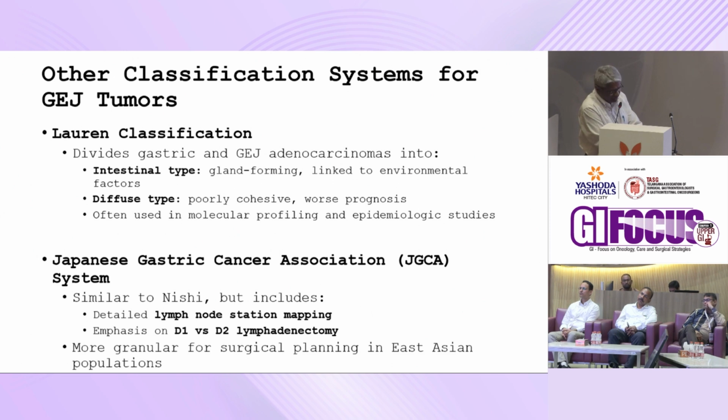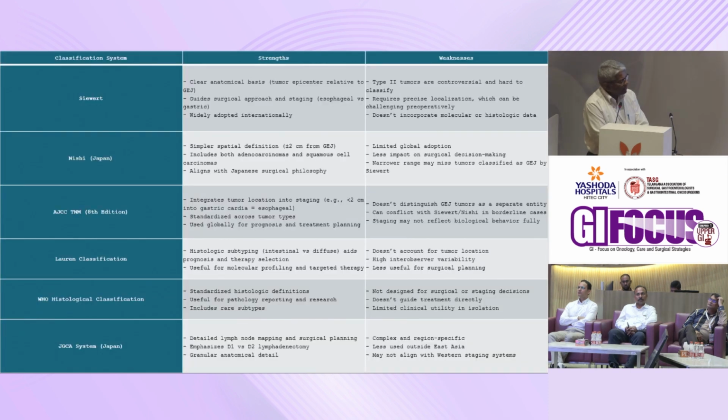The Japanese have their own classification system. It is basically based on niches, but this also includes detailed classification on lymph node station mapping, and there is an emphasis given on D1 and D2 lymphadenectomy in type 3. These are some of the strengths and weaknesses of all these classification systems.